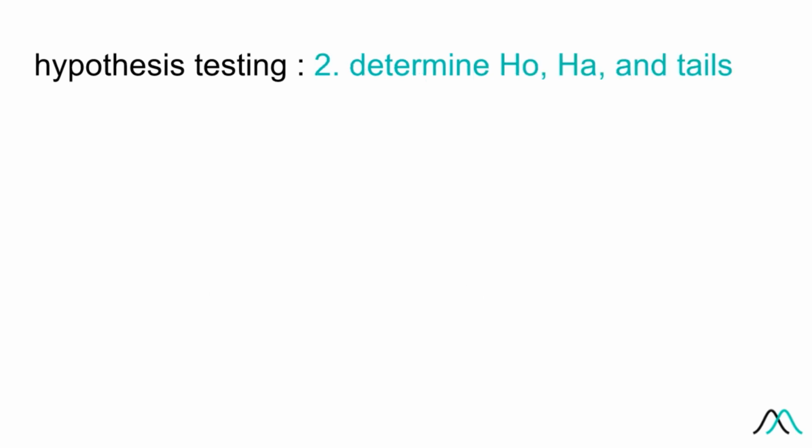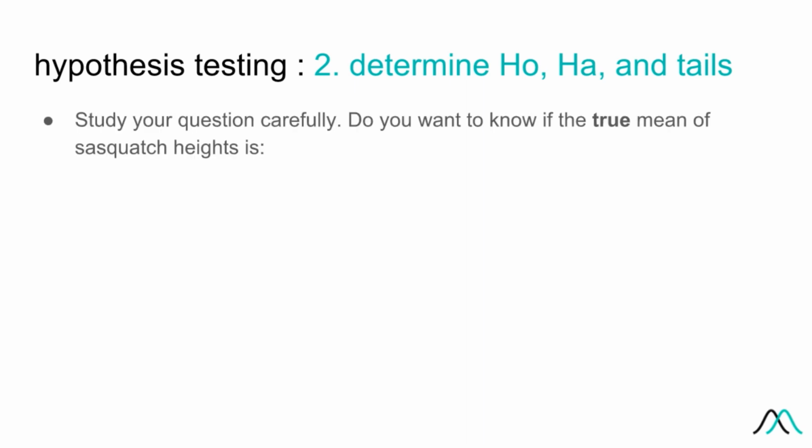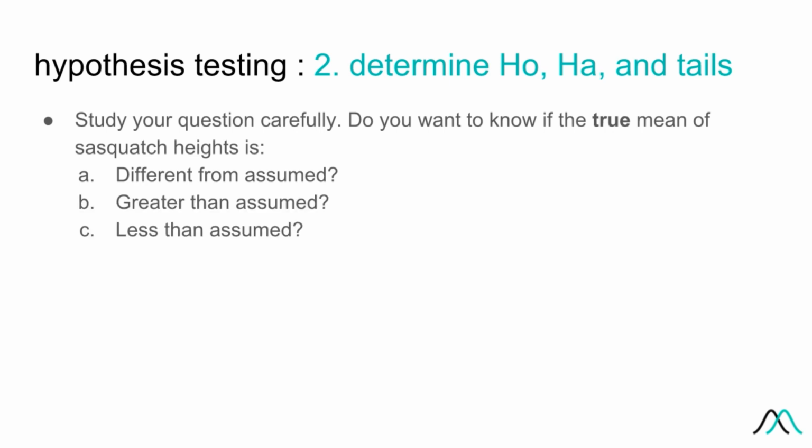This leads us into step 2 of hypothesis testing, which is determining the hypotheses and tails of the test. Here, after we've decided alpha, our overall probability threshold, we next need to spell out the precise event we want to measure the probability of and compare that to alpha. So that involves examining our original question a bit more carefully, because did we want to know if the true mean of Sasquatch heights is A, just different from assumed, or B, greater than assumed, or C, just less than assumed? As I'll show shortly, these three different and more precise questions will change the hypotheses and probabilities involved.